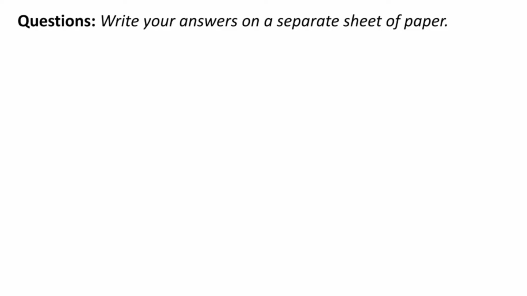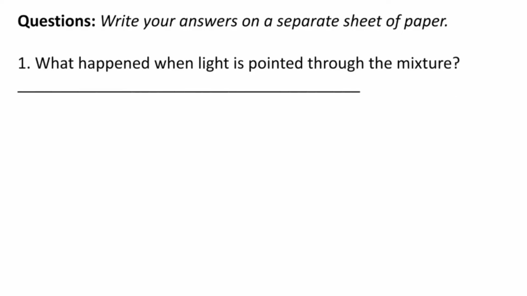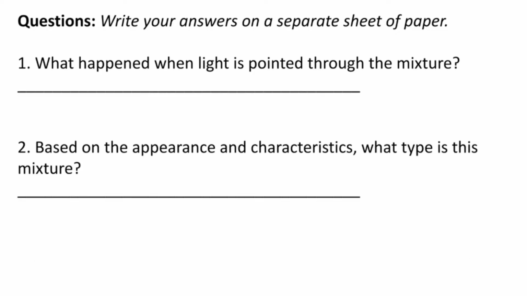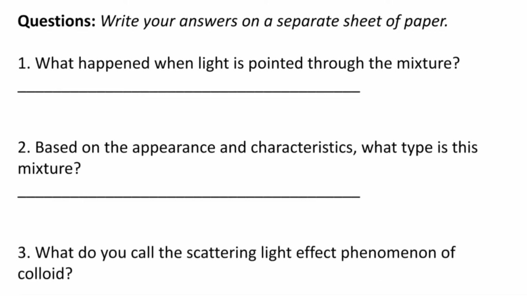Okay, let's try to answer the following questions. Write your answer on a separate sheet of paper. 1. What happened when light is pointed through the mixture? Write down your observation. Second, based on the appearance and characteristics, what type is this mixture? Write down your observation. What do you call the scattering light effect phenomenon of colloid?